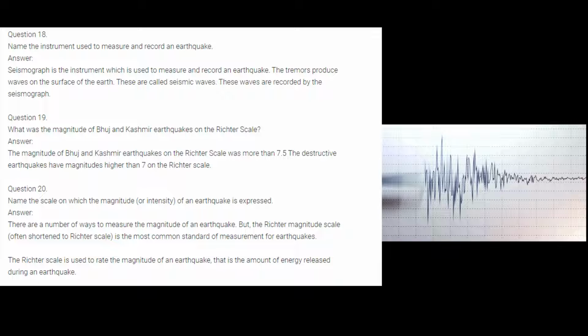Question 20. Name the scale on which the magnitude, or intensity, of an earthquake is expressed. Answer: There are a number of ways to measure the magnitude of an earthquake. But the Richter magnitude scale, often shortened to Richter scale, is the most common standard of measurement for earthquakes. The Richter scale is used to rate the magnitude of an earthquake, that is the amount of energy released during an earthquake.